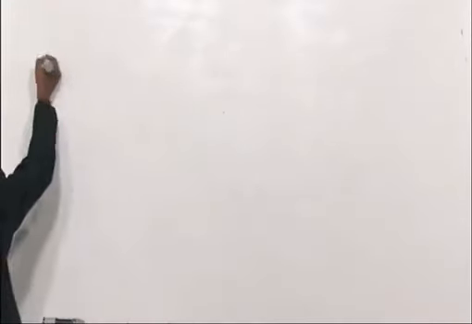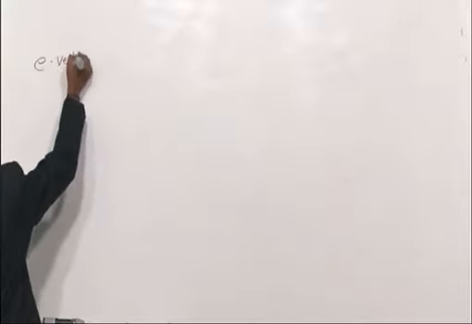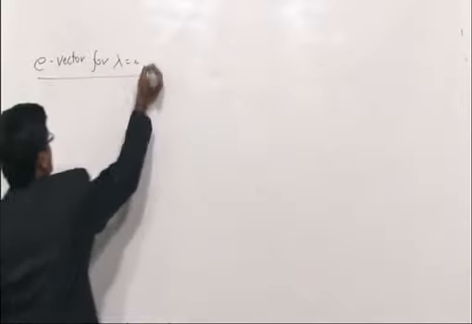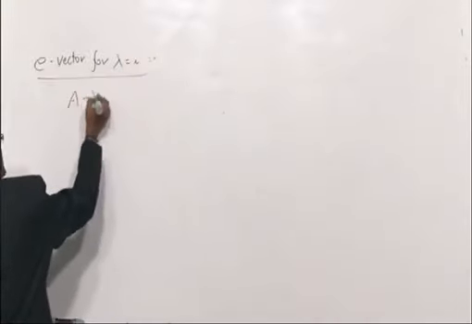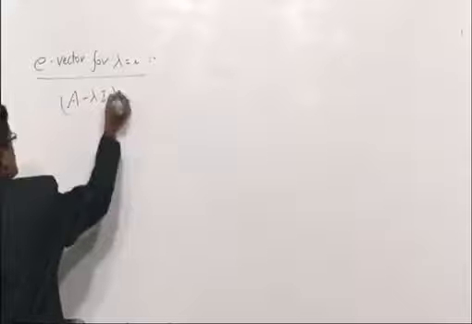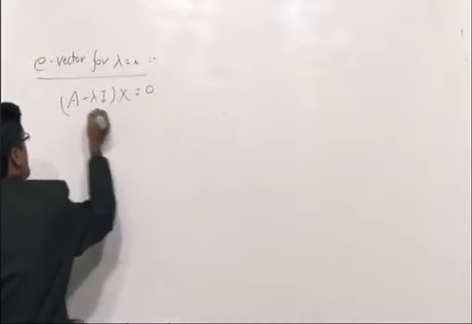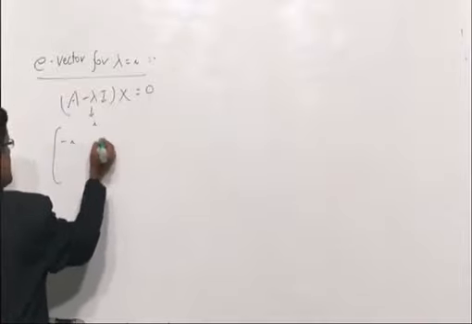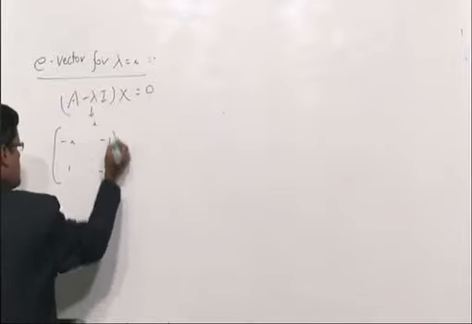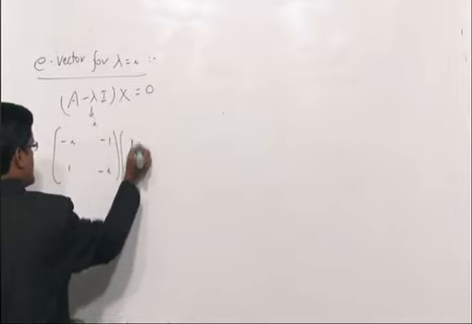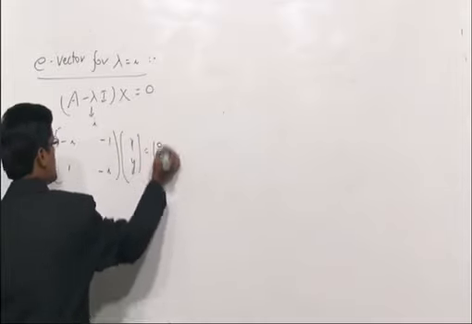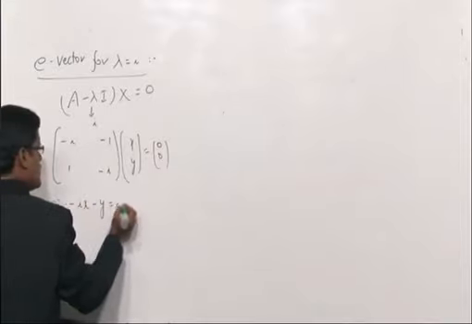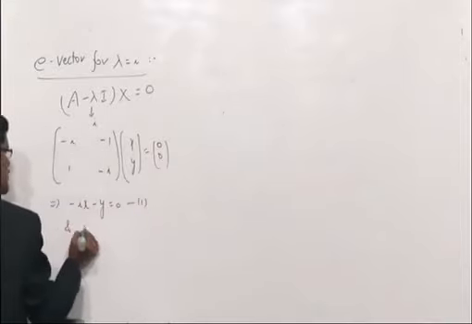Next one is eigenvector. In the previous problem, I left one eigenvector for lambda equal to plus i. That is (A minus lambda I) into x equal to 0. Lambda stands for now small i. Subtract i from the diagonal elements. We will get minus i, minus 1, plus 1, minus i. Because it is a 2 by 2 matrix, take that column as x, y. Right side 0, 0. Convert into equations. Minus i x minus y is equal to 0, equation 1. And equation 2, x minus i y.